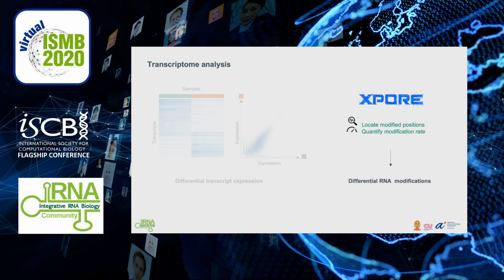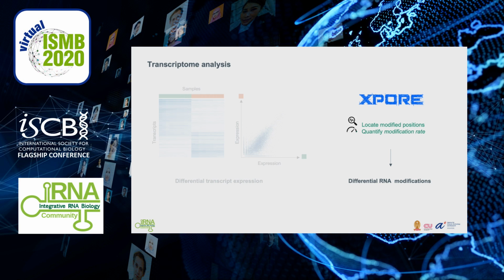So similarly, we have developed Explore, a method that not only locates modified sites, but also quantifies the modification rates. Then we can use them to detect differentially modified positions in the same way as the transcript expression analysis has been done for many years. And we believe that such differential modifications can make the transcriptome analysis even more complete as another layer of genetic information.